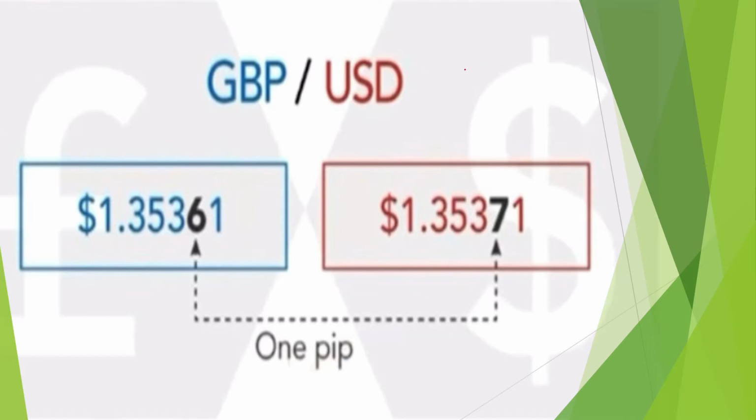Then if you are seeing it from your right hand side, it's the number before the pip. This is GBP USD. So this is the pip, you can see here, the pip. Then this is called the pipette. If you see it from your left hand side, it is the number after the pip. And if you see it from the right hand side, it is the number before the pip.